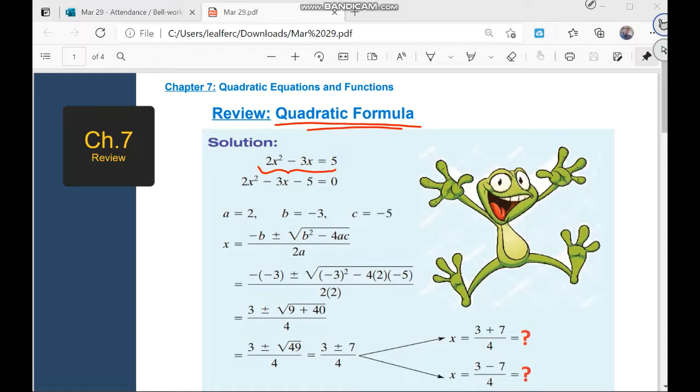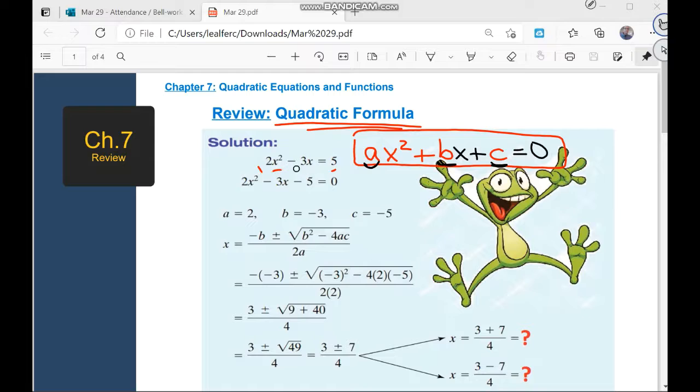Well, there's a problem, because the equation needs to be in the form ax squared plus bx plus c equals 0. It needs to be in this form so you can identify a, b, and c and plug into the formula, right? But this equation here is not. This is not equal to 0. This is 2x squared minus 3x equals 5. What should we do? Well, we need to change it, right?